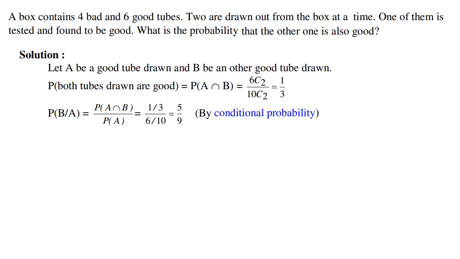Let A be a good tube drawn and let B be another good tube drawn. So the probability that both the tubes drawn are good is going to be the probability of A intersection B, which is going to be equal to 6C2 divided by 10C2. Here 6 indicates the 6 good tubes and 10 indicates the 4 plus 6, that is the bad plus good, so totally 10 tubes. So the answer is going to be 1 by 3. Then by conditional probability, P of B given A is going to be equal to P of A intersection B divided by P of A, which is nothing but 1 by 3 divided by 6 by 10. So the answer is going to be 5 by 9.